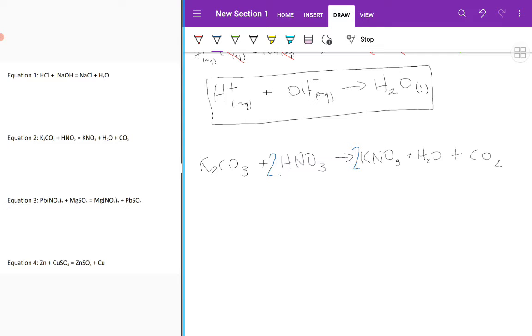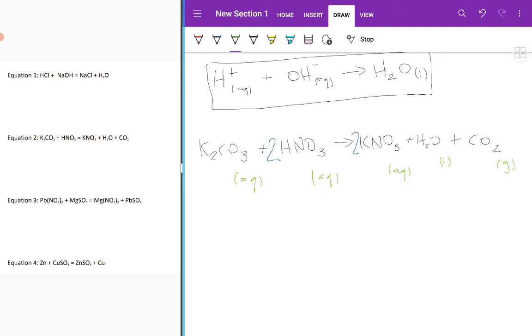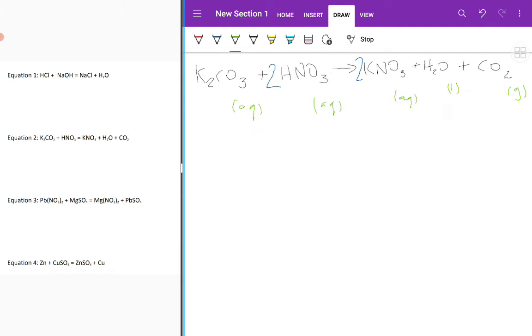Now we need to put in our state symbols. Remember, anything with sodium, potassium, ammonium is aqueous. So potassium carbonate is aqueous. Nitric acid is an acid. All acids are aqueous. All nitrates are soluble, so potassium nitrate is going to be aqueous. Water is a liquid, and carbon dioxide is a gas. So we have our balanced equation there, complete with our state symbols.